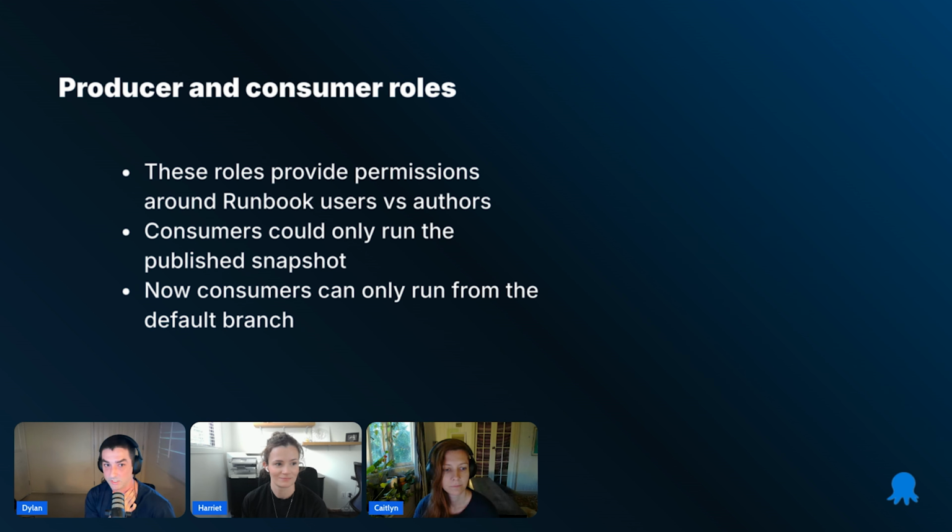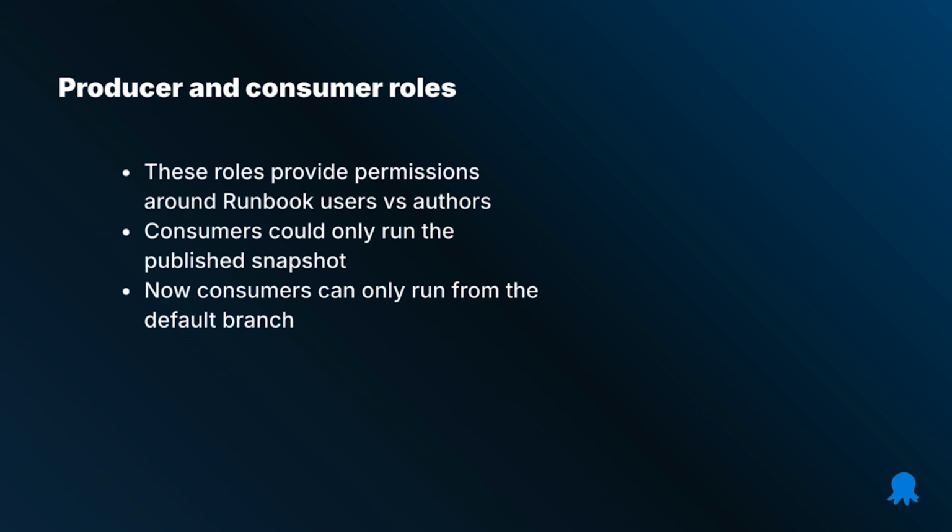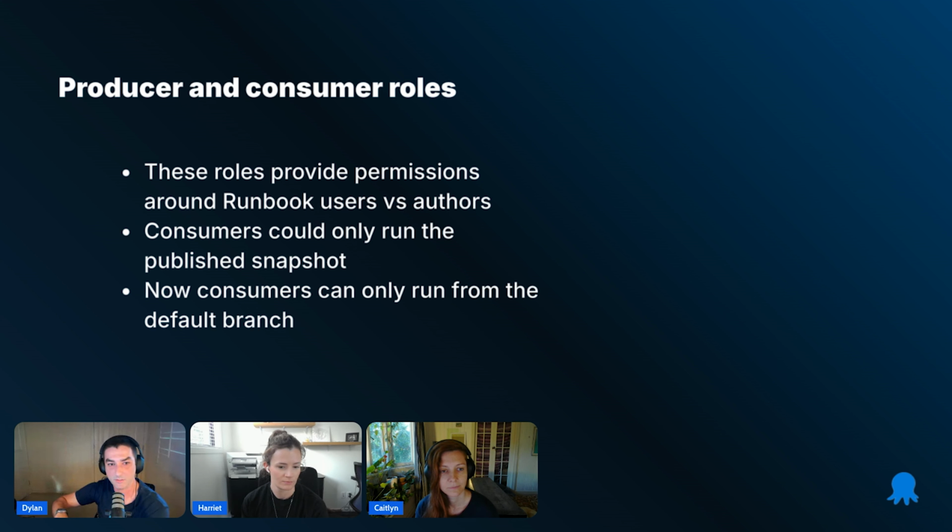Next slide is going to be about producer and consumer roles. Not everyone uses these, but they relied on snapshots. We'll go over it in a little bit of detail, just so if you are relying on these, you know what's going to happen there. What's happened with snapshots is that they're gone, never want to see them again. So if you're using the producer and consumer roles, we've mapped some of that behavior over to branches.